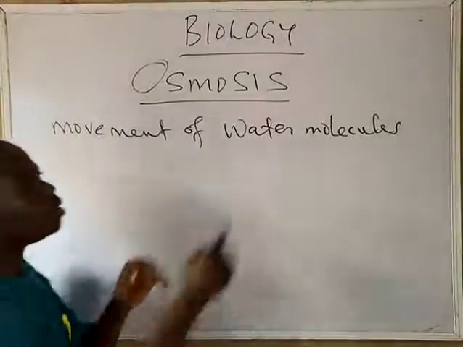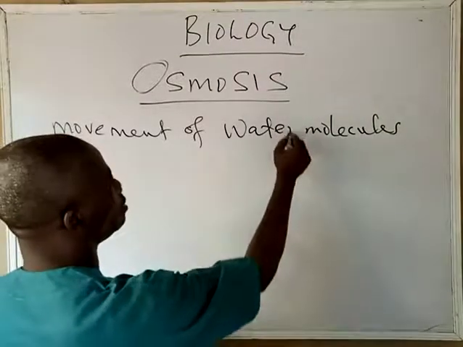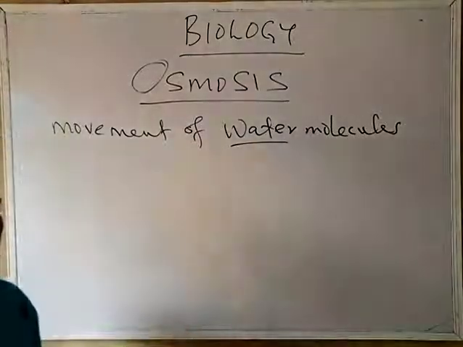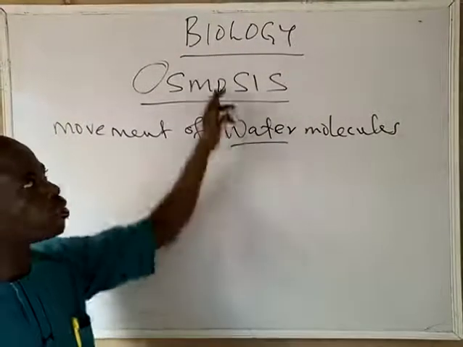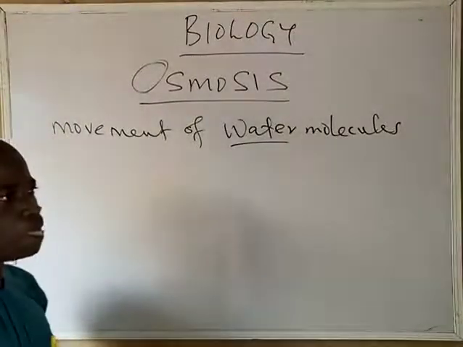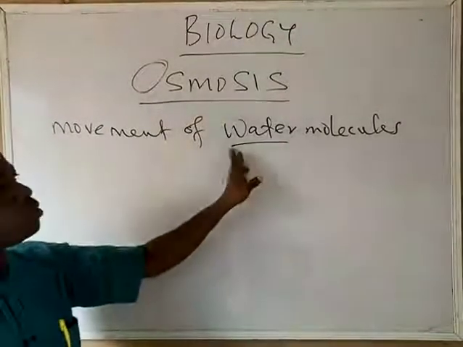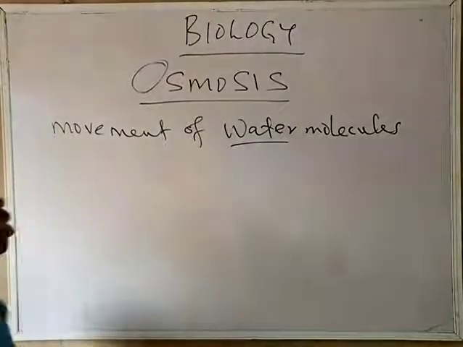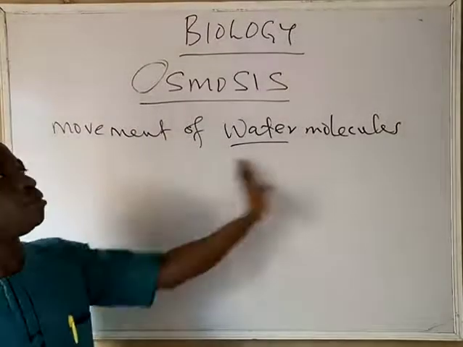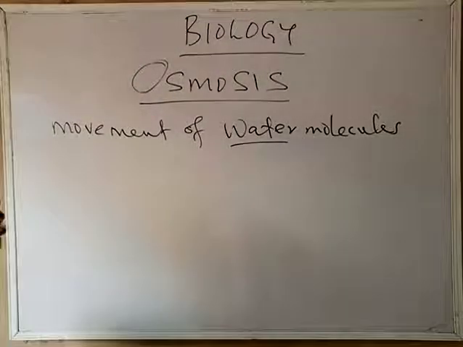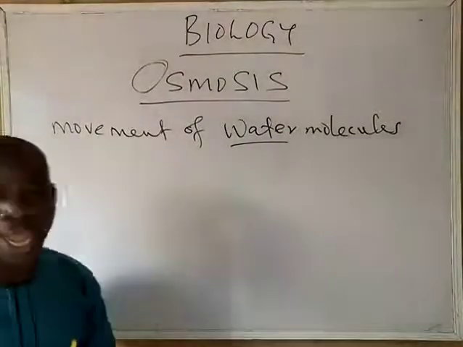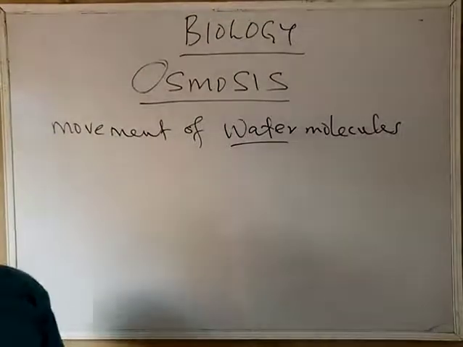So the first striking difference between diffusion and osmosis is that osmosis has to do with movement of water molecules, and this movement of water molecules is from regions of lower concentration of solute to regions of higher concentration of solute.